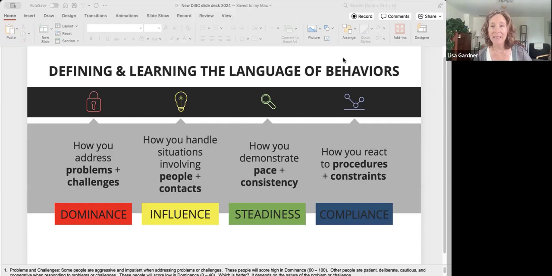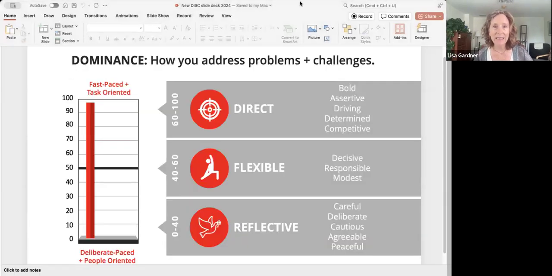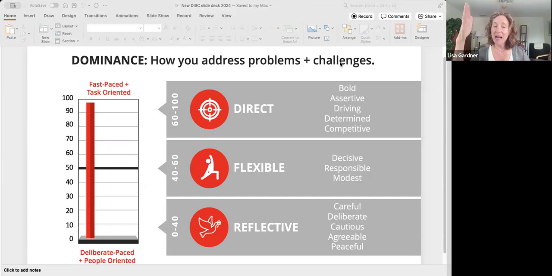All right, let's start looking at the styles. So before we start, I really want to emphasize that having a high or a low scale in a particular area is not important until we look at what your job or life asks of you. Keep this in mind as we go along. So we'll begin with the D in DISC. D stands for the behavior of dominance and looks at how people work with problems and challenges.